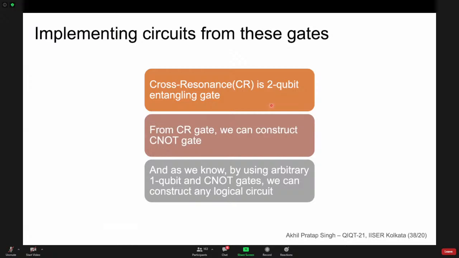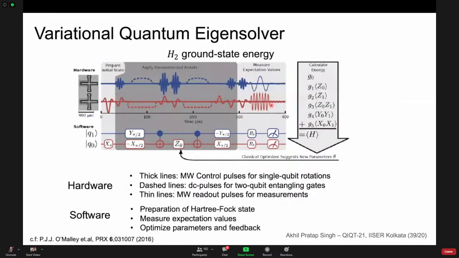And from this cross resonance gate, we can construct a CNOT gate by just combining a couple of single qubit gates also. And as we know, by using arbitrary single qubit gates and a CNOT gate, we can construct any logical circuit. That is why I spoke about the cross resonance two-qubit gate and single qubit gate, because by using these, we can practically construct any quantum circuit. And now, I know it's already 7 minutes over, so I will just tell about what people have been achieving using superconducting qubits.